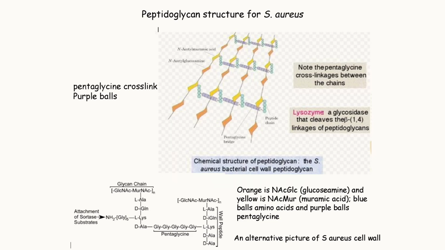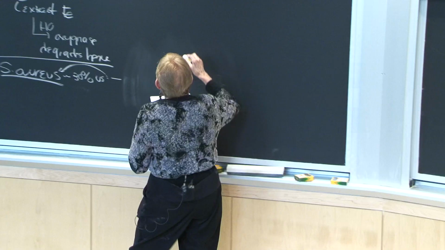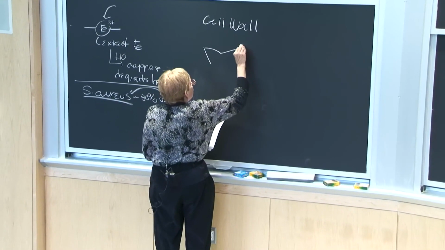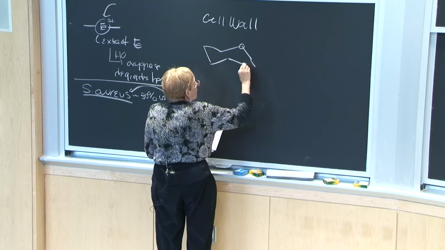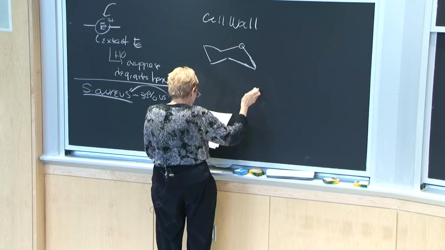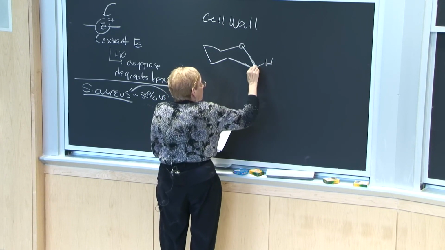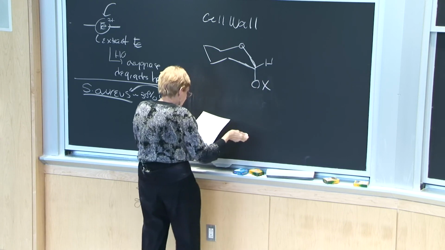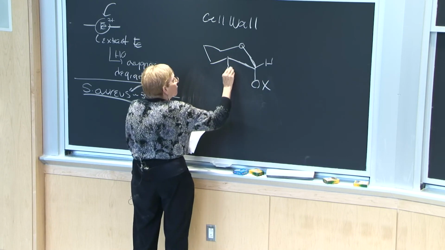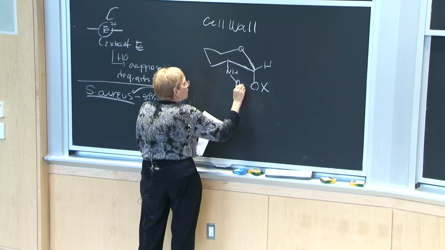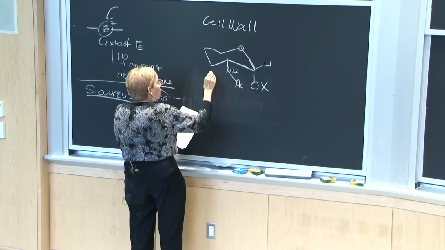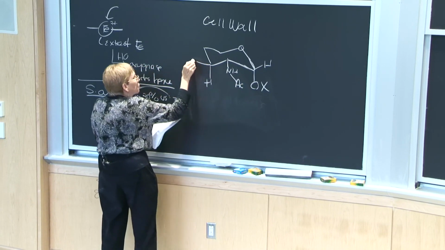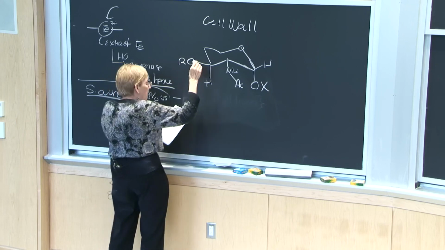Okay, so what do we know about the structure? I'm just going to draw N-acetylglucosamine. Okay, and what I'm going to do is put some R groups on here. So I'm going to put OX, and then here we have N-acetyl. So that's an acetate group. Here I'm going to put another OR group.